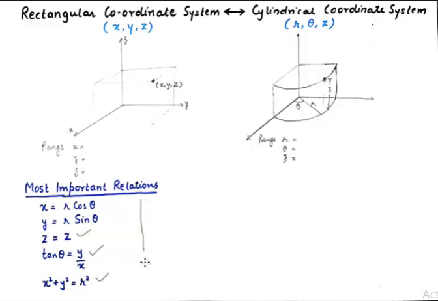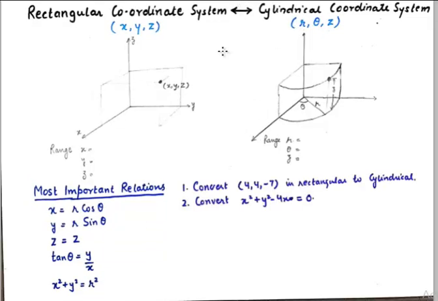So if you can dig deep into the derivation of these relations, because this is pure geometry, going from one coordinate system into another. We can talk about this in some other tutorial, but in this tutorial I am focusing only on converting a rectangular coordinate system into cylindrical coordinate system. For example, you have a numerical in hand where you wish to convert a point 4, 4, minus 7, which is of course in rectangular coordinate system, to cylindrical coordinate system.